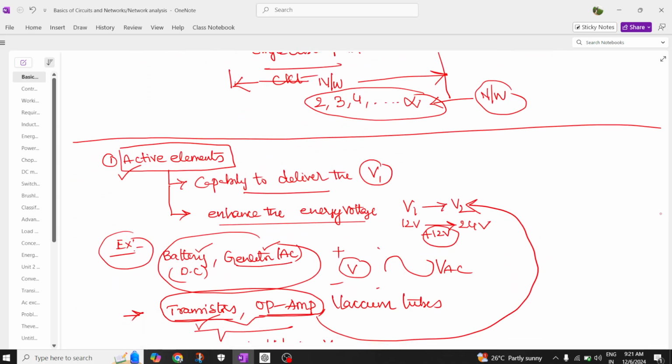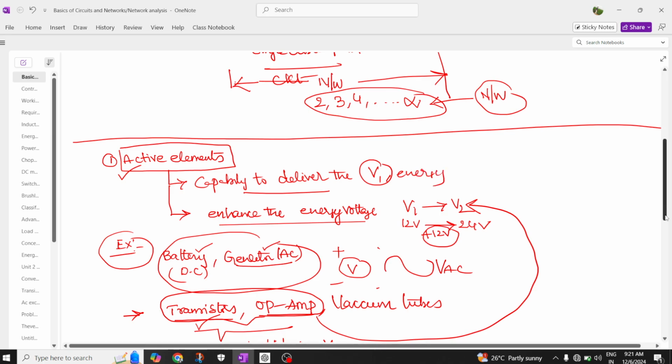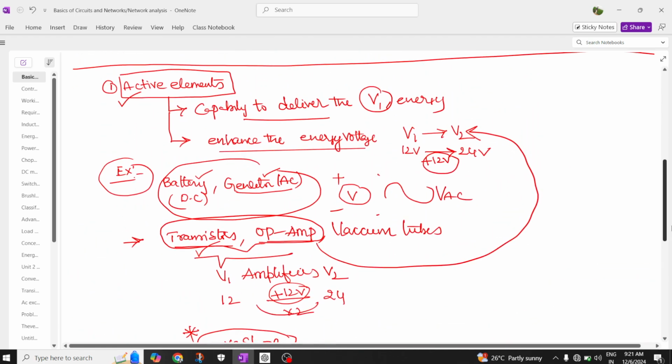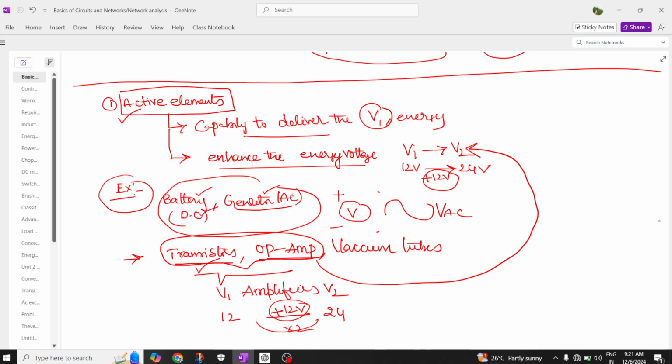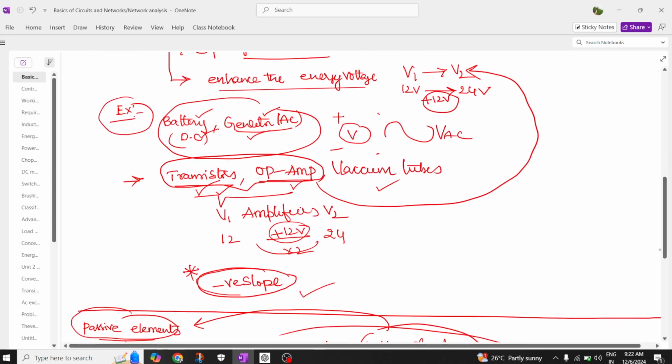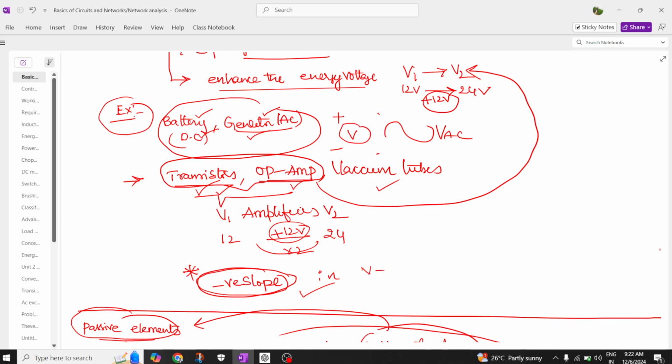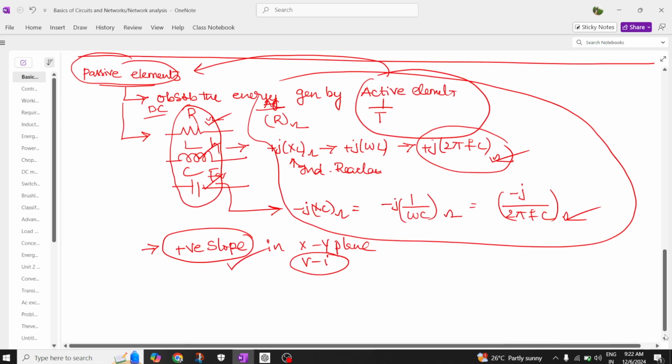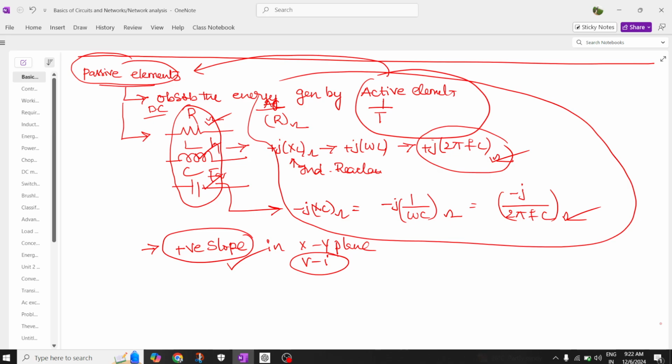Active elements have the capability to deliver voltage or energy. Passive elements have the capability to absorb energy. Examples of active elements are a battery, generator, transistor, amplifier and vacuum tubes. Remember, they exhibit negative slope in the xy plane. This xy plane we are going to call the voltage and current plane. I will demonstrate it. Examples of passive elements are R, L, C in the case of a DC supply.